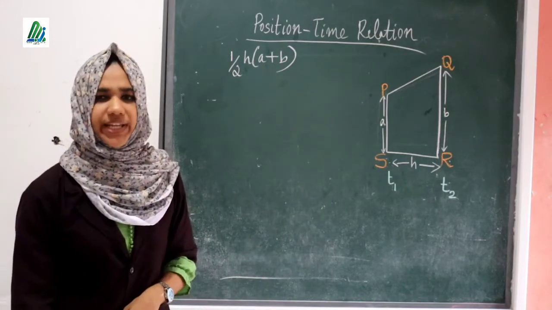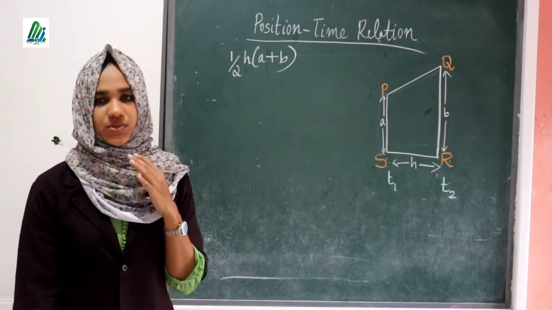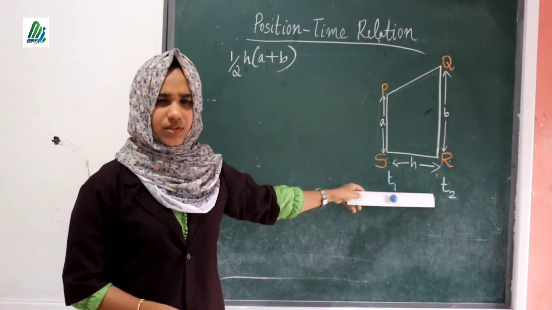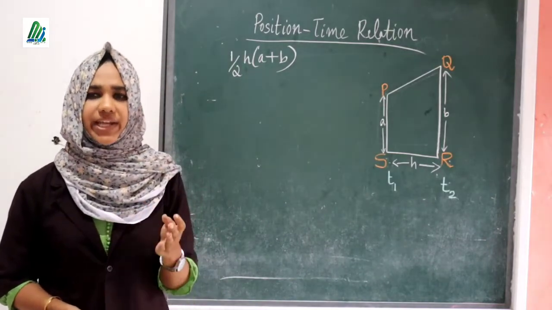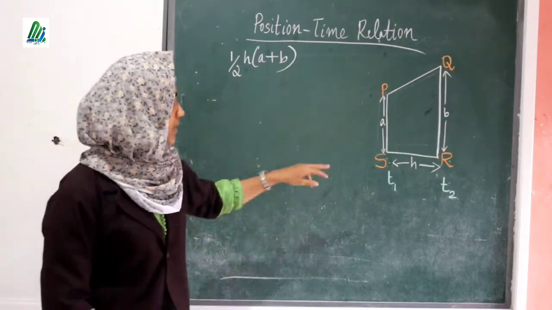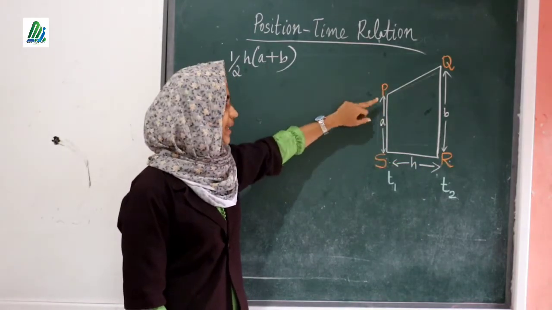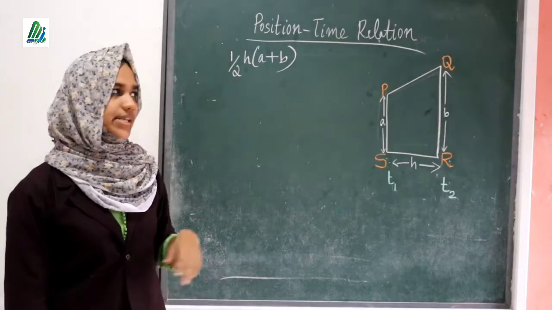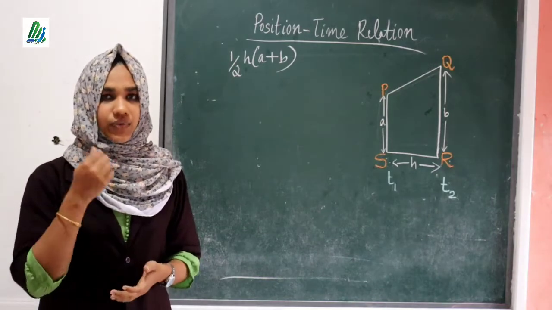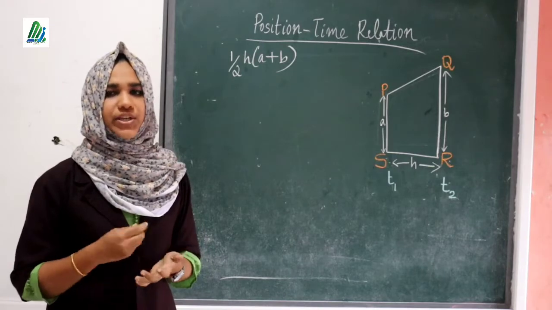Then from T1 to T2 the displacement is equal to the area of trapezium PQRS. Here H is lying between S and R, the length A is lying between P and S, and B is lying between Q and R. So from T1 to T2 the displacement is equal to the area of trapezium PQRS.